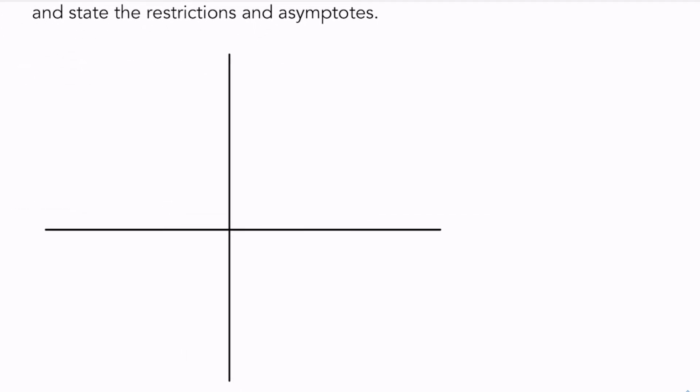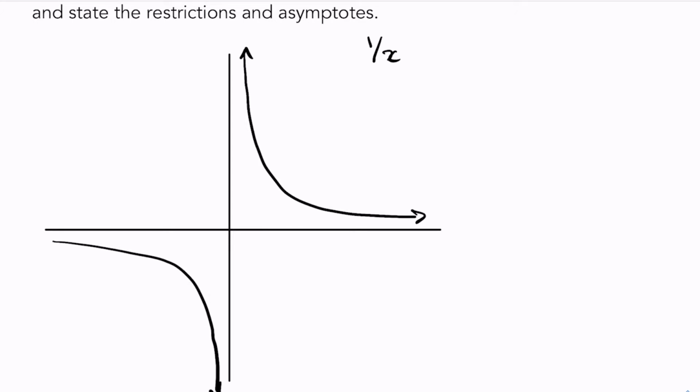So that's just 1 over x. And that looks something like this. So you have something that goes out to here, into infinity. And the other part of the graph goes something like this. And again, that's not exact. I don't have a grid here.